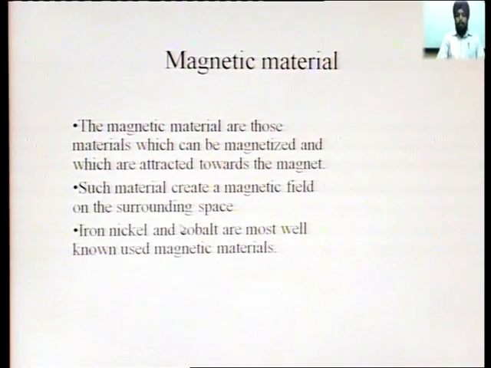Next is magnetic material. The magnetic materials are those materials which can be magnetized and which are attracted towards magnets. Such material creates a magnetic field in the surrounding space. Iron, nickel and cobalt are the most well known magnetic materials.